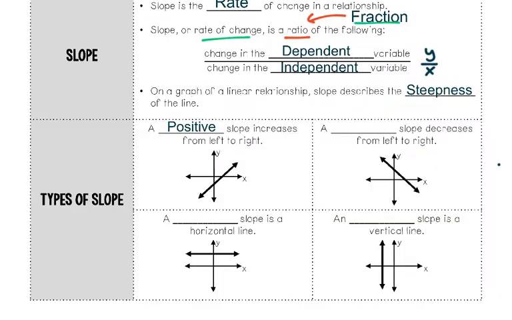The next type of slope is called a negative slope. A negative slope is pretty much the opposite of a positive slope. A negative slope decreases from left to right. When we look at a graph, we always start on the left and we move to the right. When we look at this line, we start on the left, and if we move to the right, it's going down. It's decreasing, which means it has a negative slope.